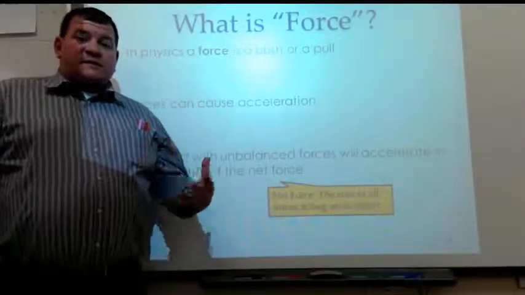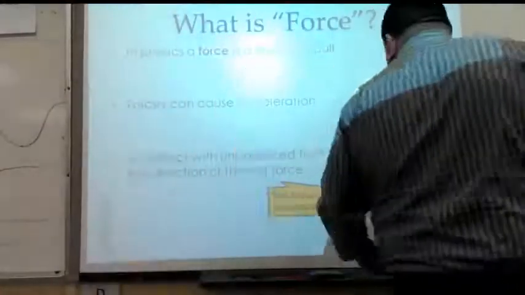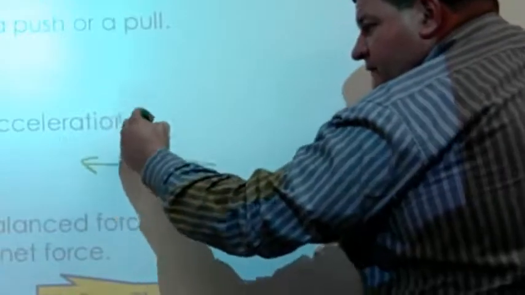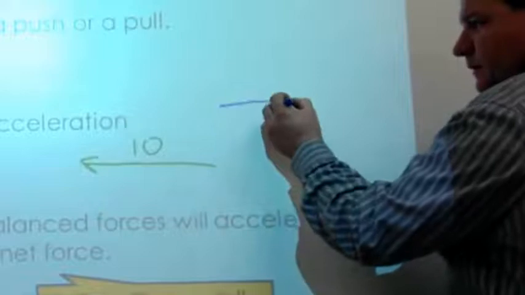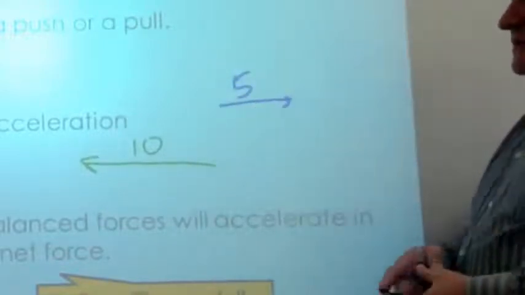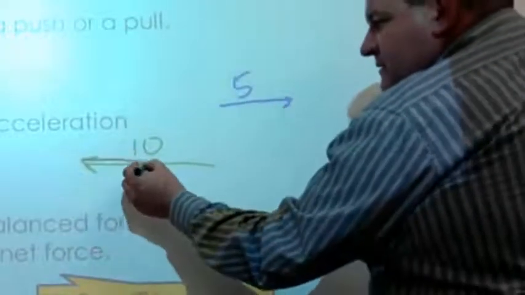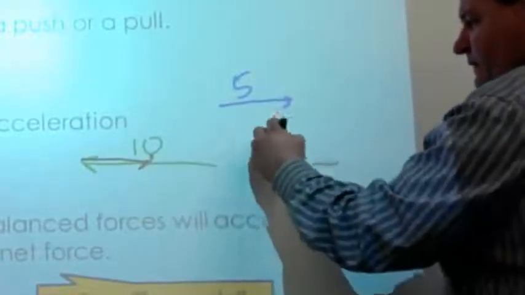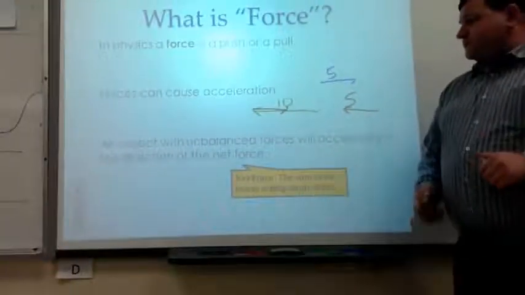The net force is the sum of all the forces on an object. If you have a force of 10 to the left and a force of 5 to the right, then your net force is going to be 10 minus the 5. So you add these tip to tail, and you end up with a net force of 5 to the left. That's your net force.